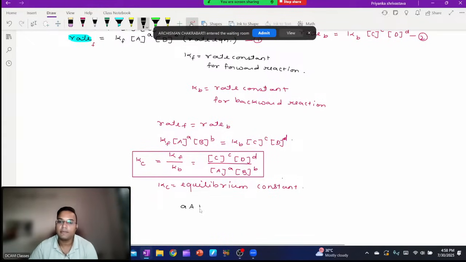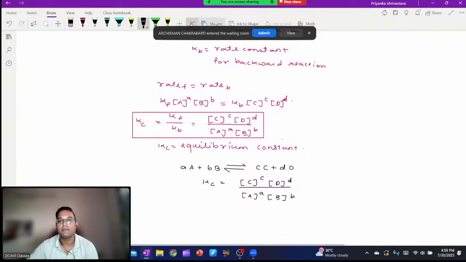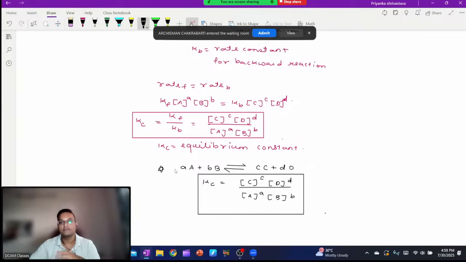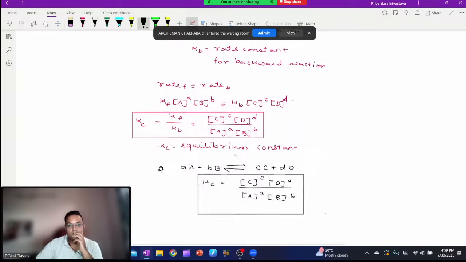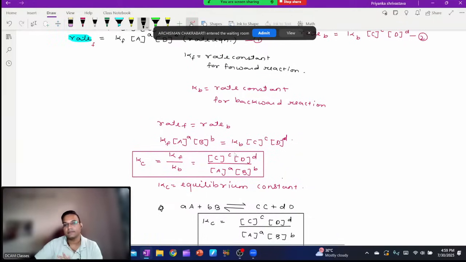When a reaction of this type is given to you, aA plus bB in equilibrium, giving cC plus dD, the equilibrium constant is given as concentration of C raised to power c, concentration of D raised to power d, divided by concentration of A raised to power a into concentration of B raised to power b. This only you should remember for problem solving. It's the derivation I have shown above, and it can be asked in the examination.